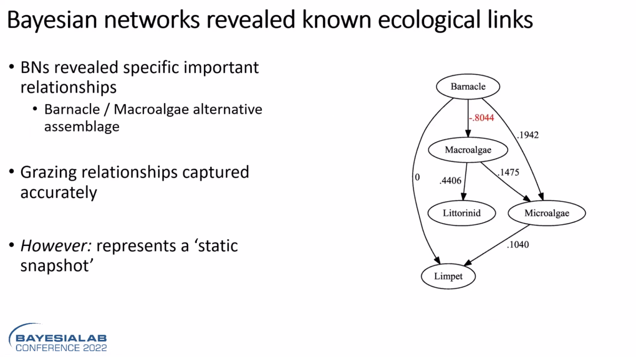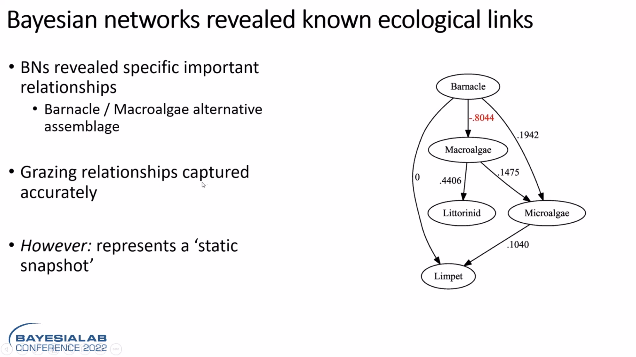So in terms of the Bayesian networks, the networks reviewed specific important relationships. Here, between barnacles and macroalgae, there's a strong negative link. And that makes sense because barnacles and macroalgae on a rocky shore represent alternative assemblages. So if you were to observe an area with high levels of barnacles, it would make sense that there's going to be very few macroalgae in that same area.